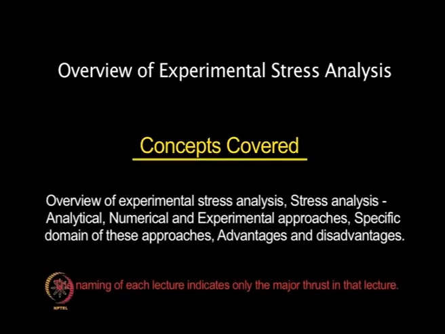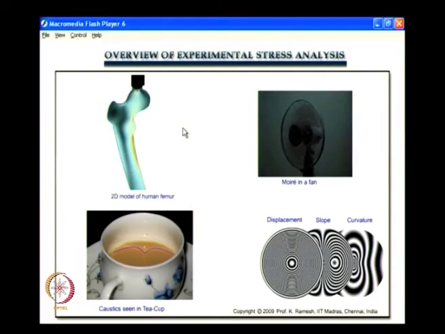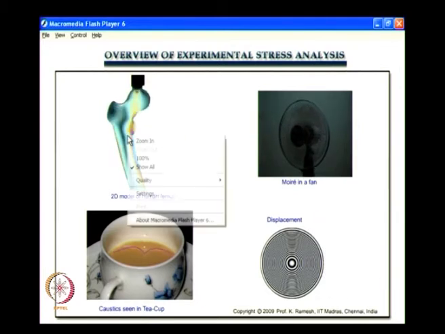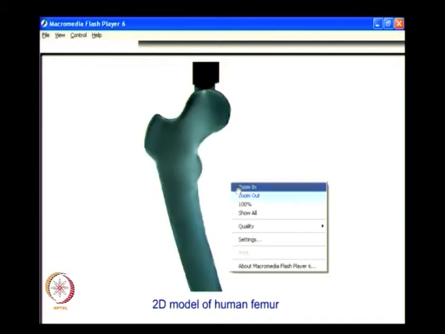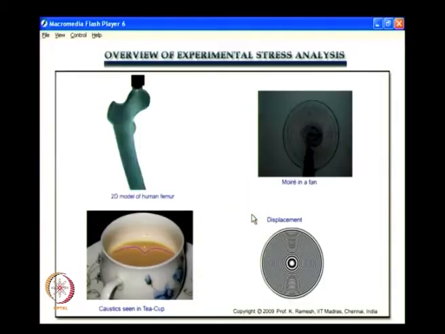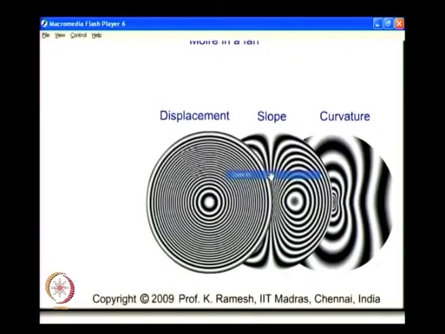This lecture is an overview of experimental stress analysis, and this slide shows in a nutshell what experimental stress analysis is all about. What we see here are stress patterns observed in a 2D model of a human femur. So, you get stress information in stress analysis, and you also get displacement information.